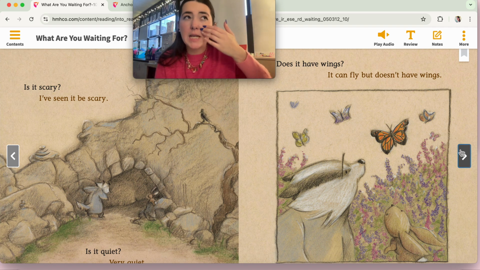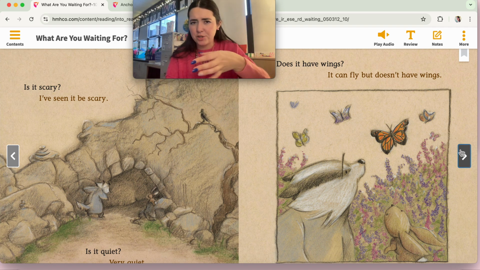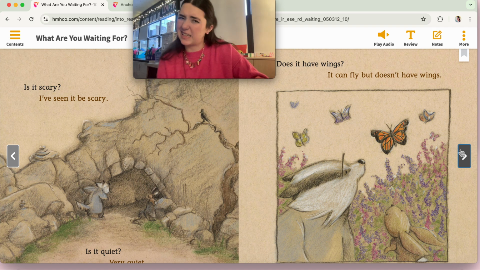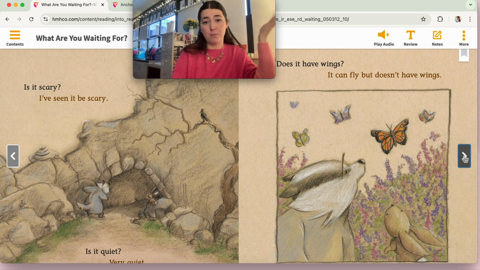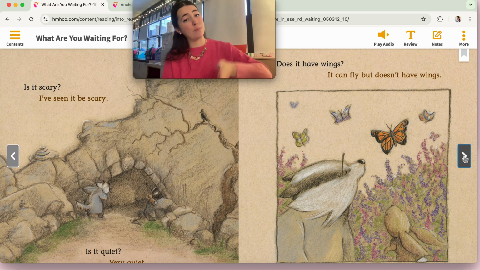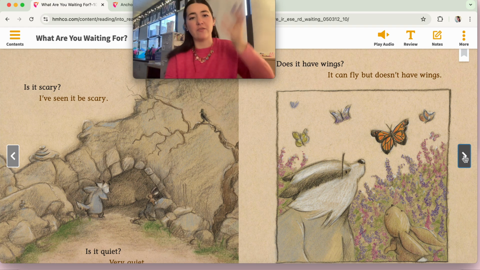Check your prediction. Think about your prediction and see if it still matches up. If it can fly, but it doesn't have wings. So if your prediction was you thought it was a bird, it's not a bird because it doesn't have wings. So you would have to adjust your prediction and maybe guess something different.